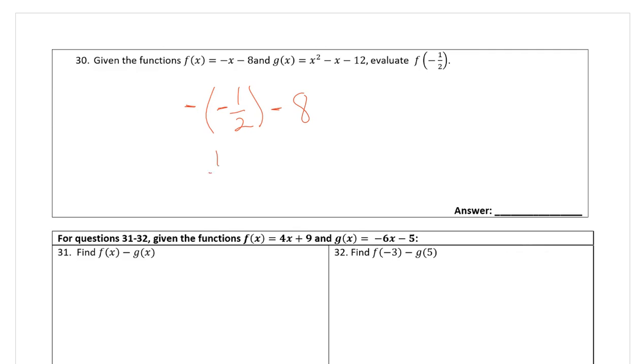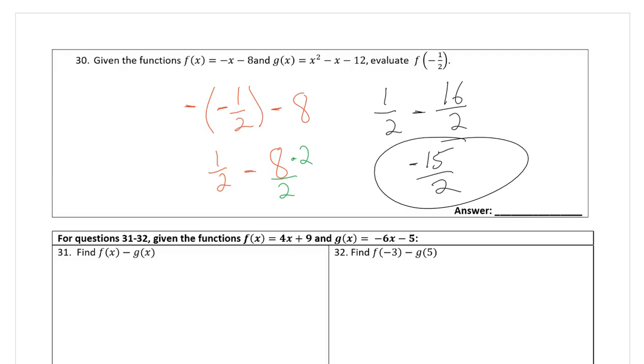So negative times negative gives me +1/2, and I have -8. To combine these, I need like terms, right? So if I wanted to make this divided by 2, to get that common denominator, that means I need to multiply the top by 2 as well. So that would give me 1/2 minus 16 over 2. And then 1 minus 16 is -15, so it'd be -15 over 2. So again, you could give me this as either a fraction or as a decimal.